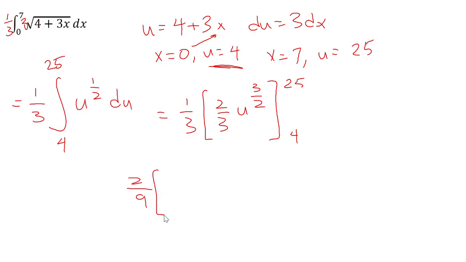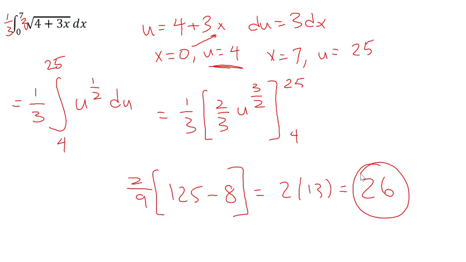So 25 to the 3/2, if we square root the 25 first, that's 5, and then cube it is 125. And do the same with the 4. Square root it first is 2, and then cube it is 8. So we have 2/9 of 125 minus 8. 125 minus 8 is 117, and 117 divided by 9, what is 117 divided by 9? That comes out to be 13. So we end up with 2 times 13, which is just 26.